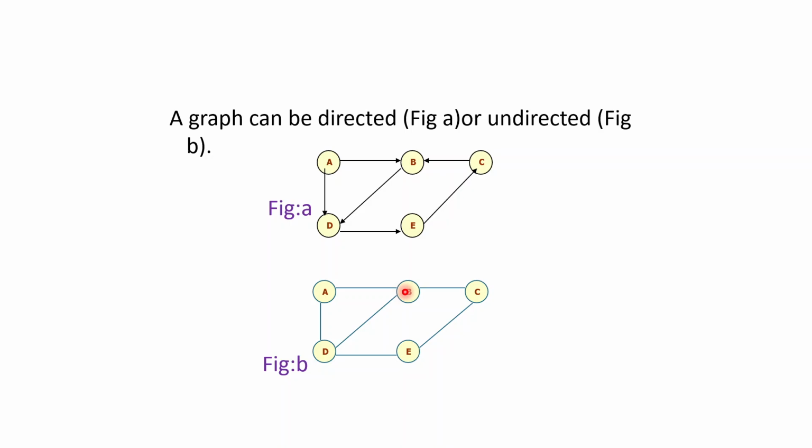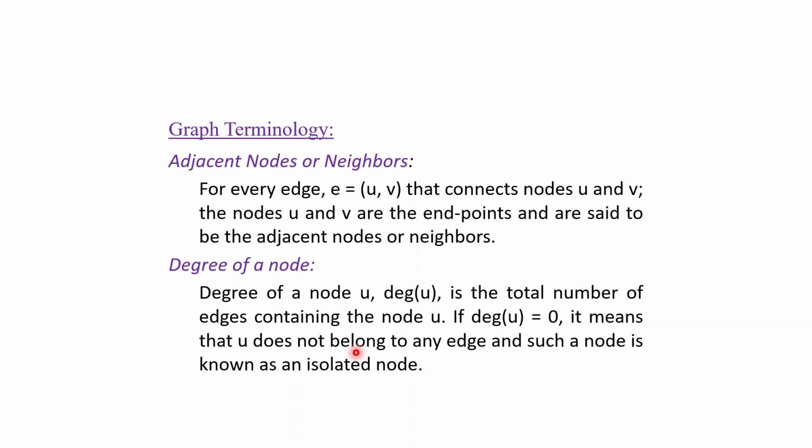The degree of node B is going to be 3, because there is one connection on the left side, one on the right side, and one on the down side. So 3. The degree of C is going to be 2. E is going to be 2. D is going to be 3: 1, 2 and 3. If there is no connection, it's going to be an isolated node. For an isolated node, the degree will be 0. So that is called adjacent node and degree of a node.